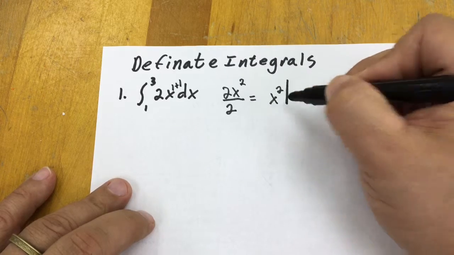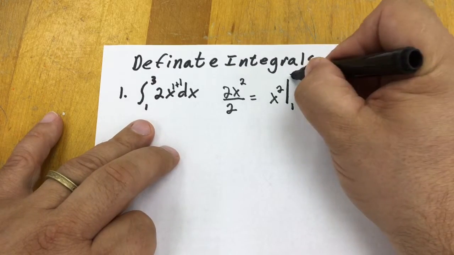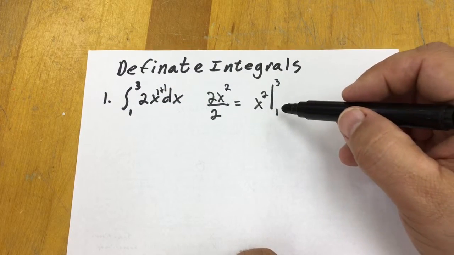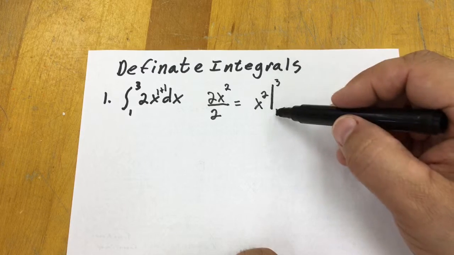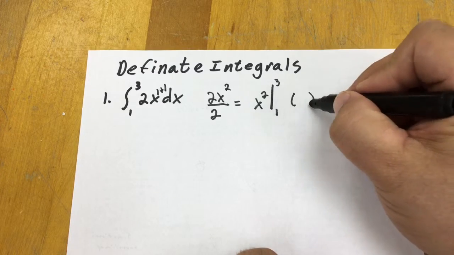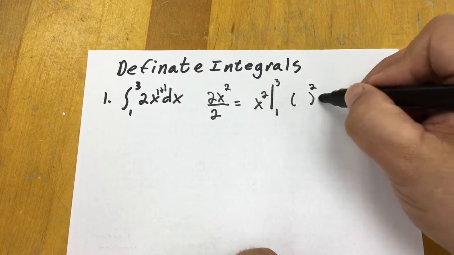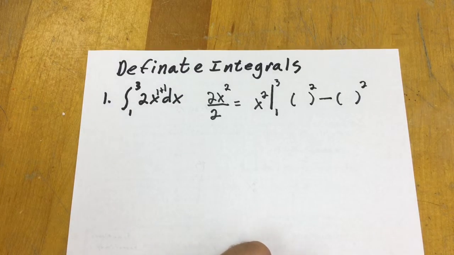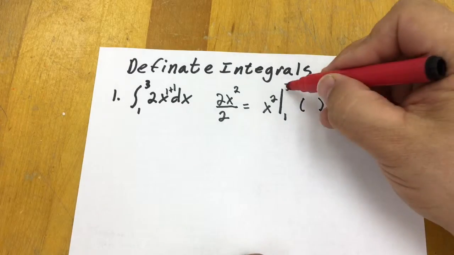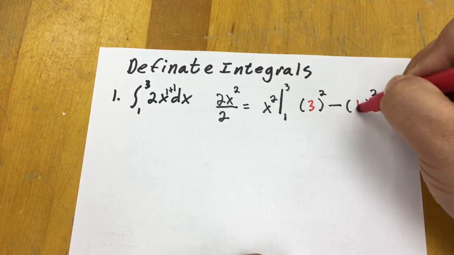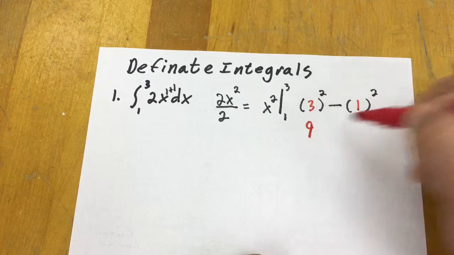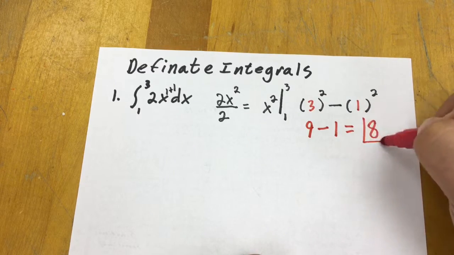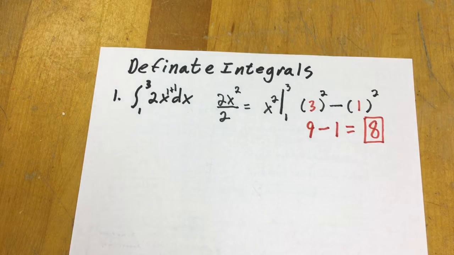Now I'm going to set up this notation from 1 to 3. Okay, and now I want to find out what the area is by evaluating this from the interval from 1 to 3. And that means I take this value squared and I subtract it from another value squared. And all I do is plug this value here into the first one and this value into the second one. 3 squared is 9, minus 1 squared is 1, and my answer is going to equal 8. And that's my first definite integral.